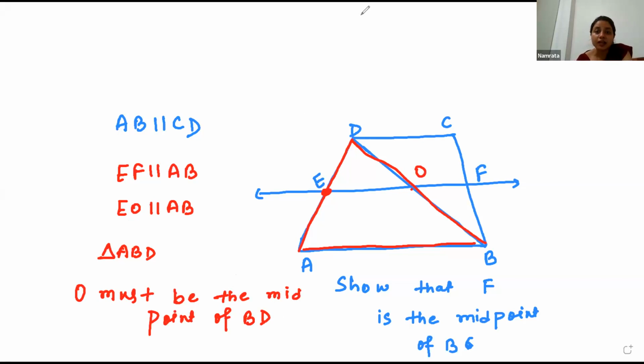Now, let us focus on the other triangle, the purple triangle. Again, we can say that O is the midpoint of BD, which we got from case one. Now, a line passing through O, that is OF, is parallel to CD. How come it is parallel to CD? Because AB, EF and CD are all parallel with each other. Since AB is parallel to CD and parallel to EF, a part of EF, that is FO, will be parallel to CD.